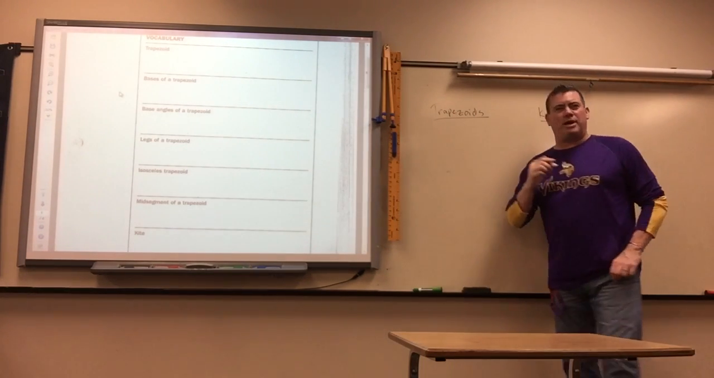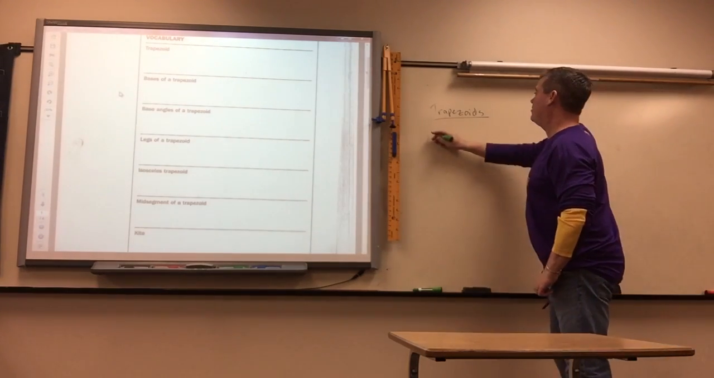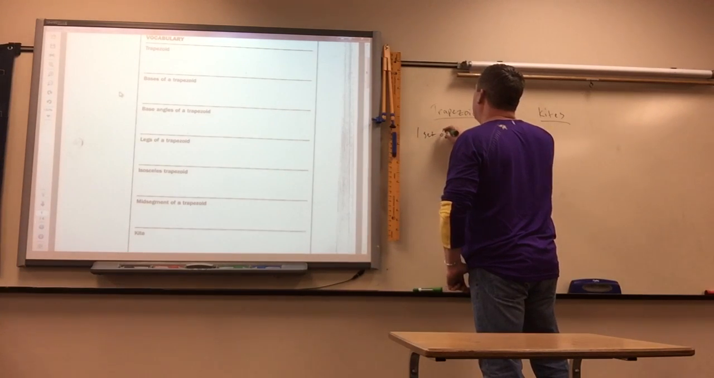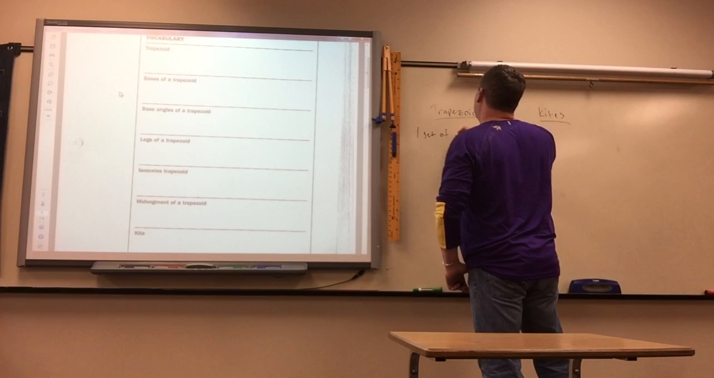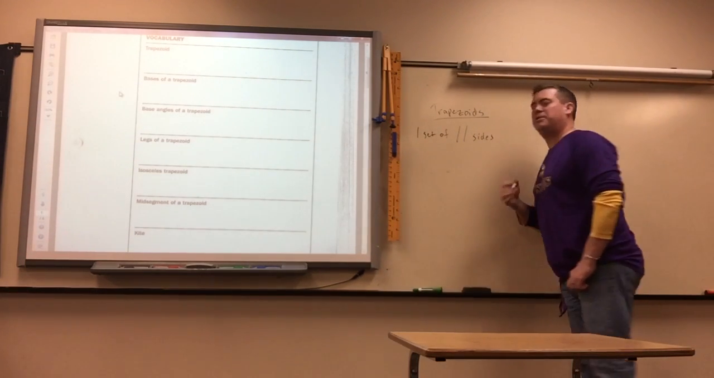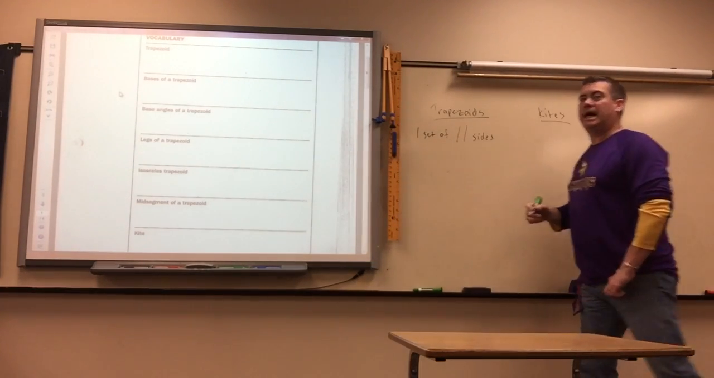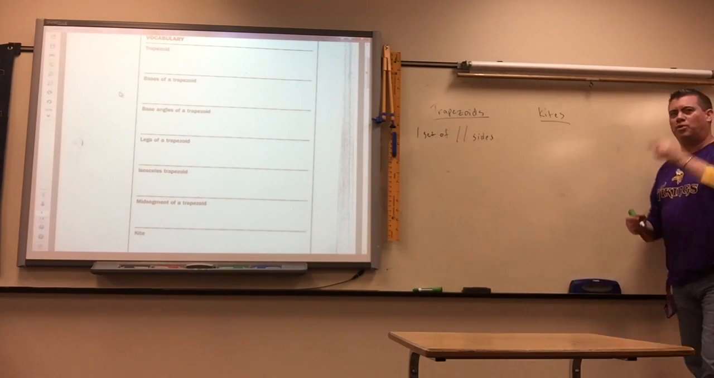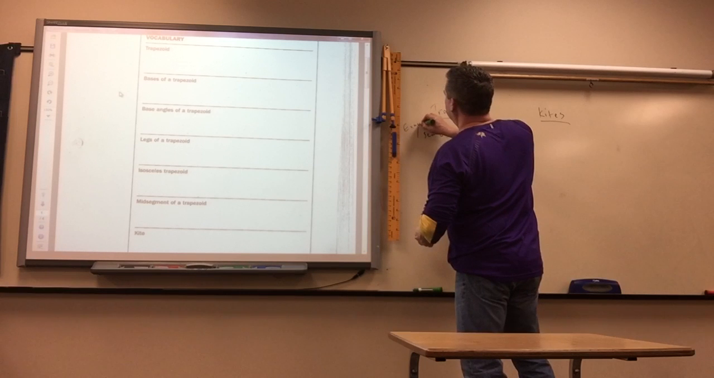Okay, trapezoid, in order for something to be a trapezoid, it only has one property. It has exactly one set of parallel sides. That's the only property for trapezoids. So could a square be considered a trapezoid? No, because a trapezoid has to have just one, only one. Yep. So it would say, I should have wrote that, exactly one.